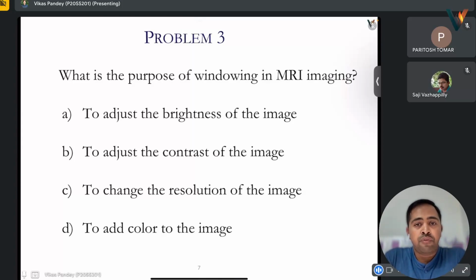What is the purpose of windowing in MRI imaging? It's to adjust the brightness of the image, to adjust the contrast of the image, to change the resolution of the image, or to add color to the image.